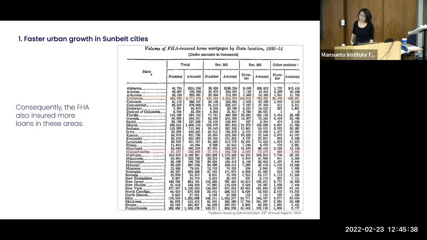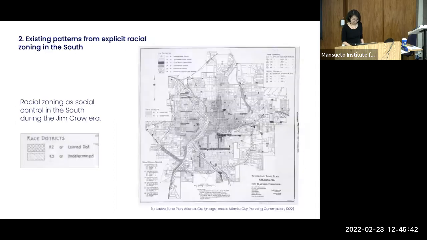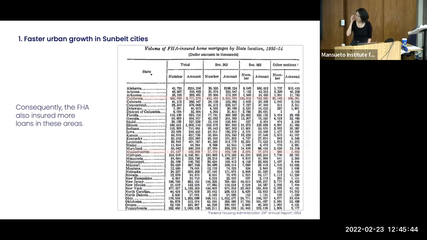So there's obviously a big difference in FHA activity. Can you give us a sense of where these homes are being built within cities? Because this is a little bit before the car. So maybe that's exactly what you're going to show us. Yes, maybe I'll just go to my last slide.